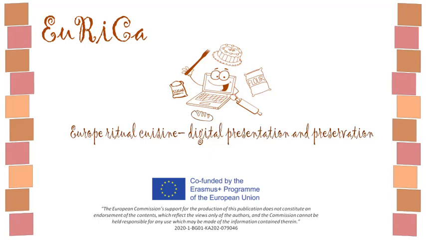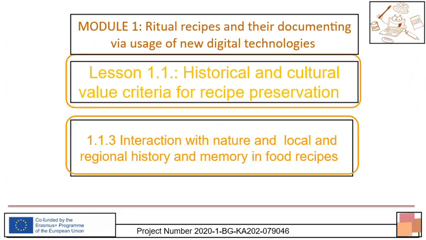Welcome to the course European Ritual Cuisine, Digital Presentation and Preservation. Module 1 explores ritual recipes and their documenting via usage of new digital technologies. And this lesson will contain information on historical and cultural value criteria for recipe preservation and interaction with nature and local and regional history and memory in food recipes.